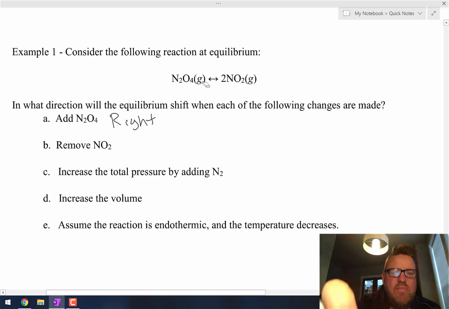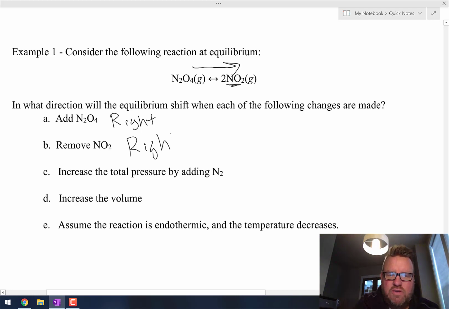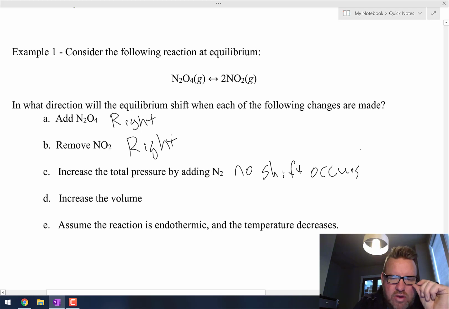If I remove some NO2, NO2 is a product. If I remove some, the reaction is going to shift to make more. That's also going to cause a shift to the right. What if I increase the total pressure by adding some nitrogen? N2O4 is in this reaction, and so is NO2, but N2 by itself is not involved in the reaction. So no shift occurs if you add some nitrogen.